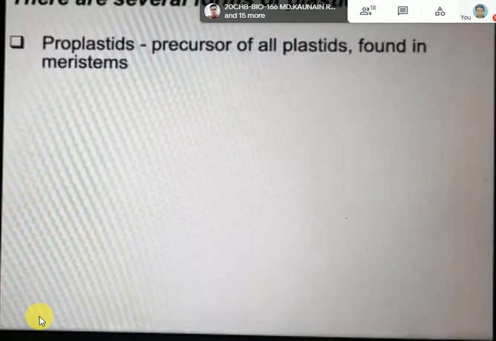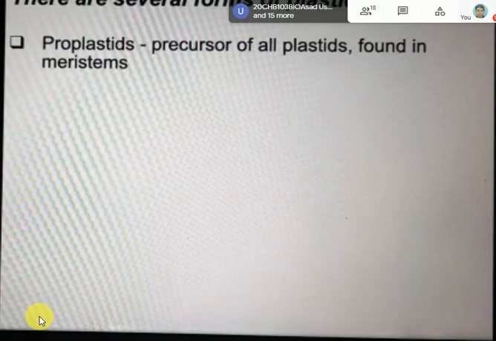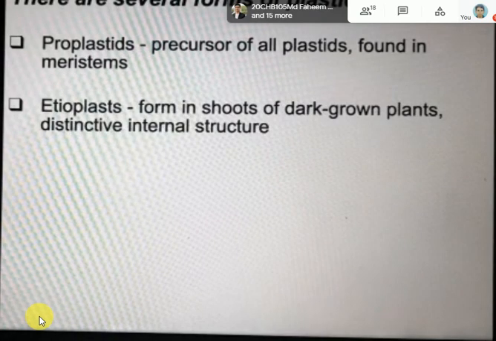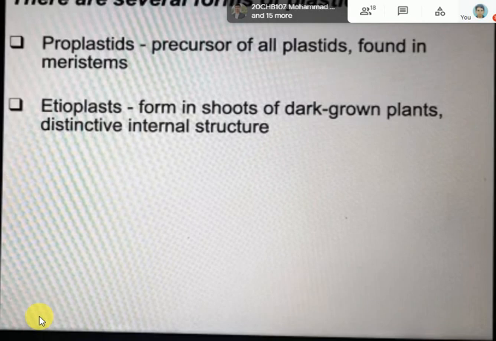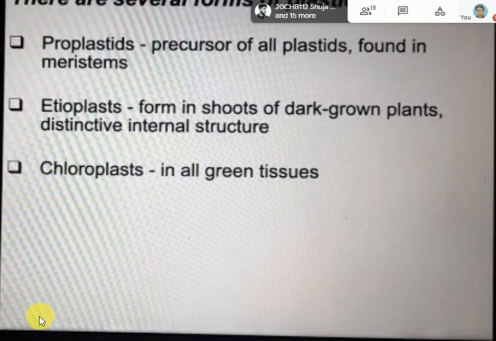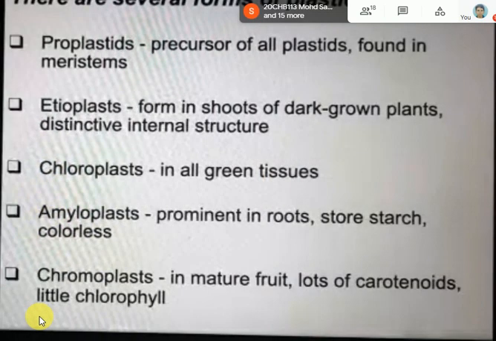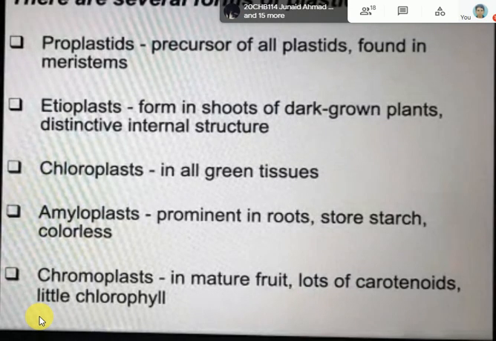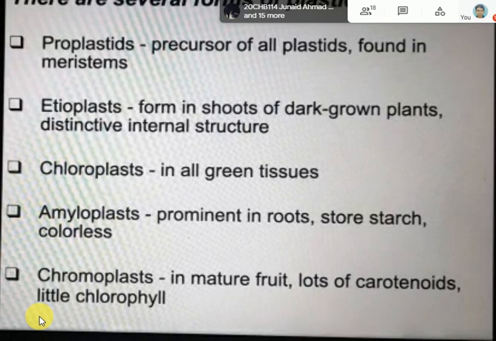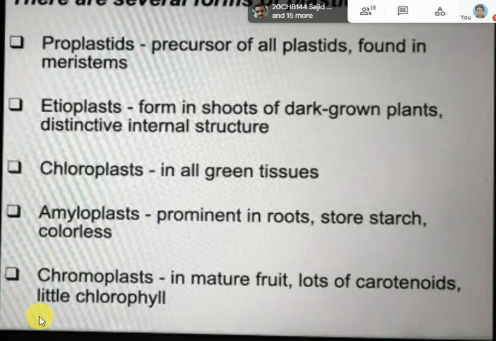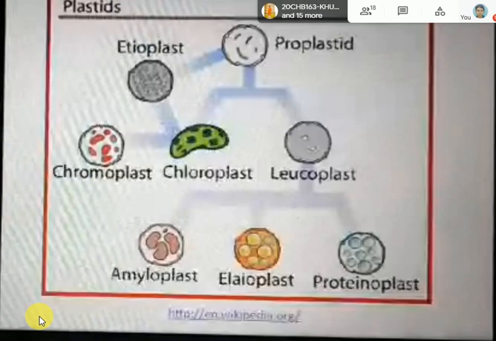There are several forms of plastids. Proplastids are the precursors of plastids, found in the meristem. Then etioplasts, formed in the shoots of dark-grown plants, have distinctive internal structures. Then chloroplasts are in all the green tissues. Then amyloplasts are prominent in the roots, store starch, and are colorless. Then chromoplasts are in mature fruits, with lots of carotenoids and little chlorophyll. So there are a number of forms of plastids found in plants.